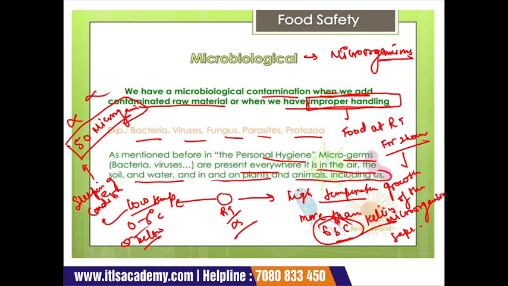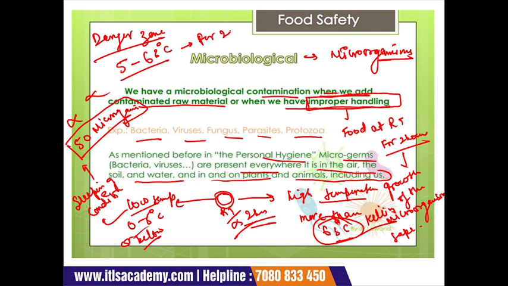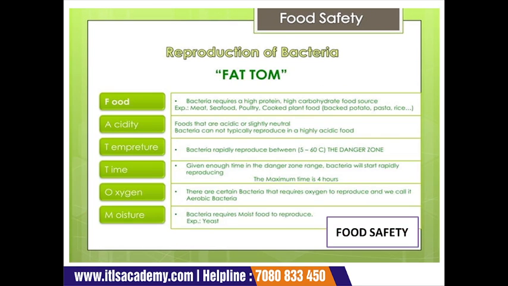If we put the food at room temperature for 2 hours, then it will spoil the food. So in food there is a term called danger zone, which means that we should not keep food between 5 to 63 degrees Celsius for 2 hours, to avoid spoilage of the food.